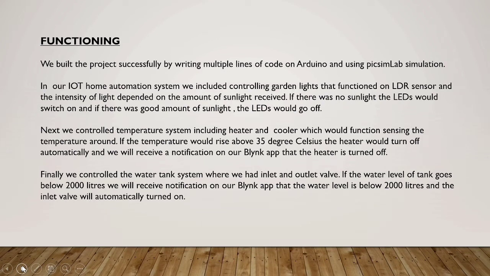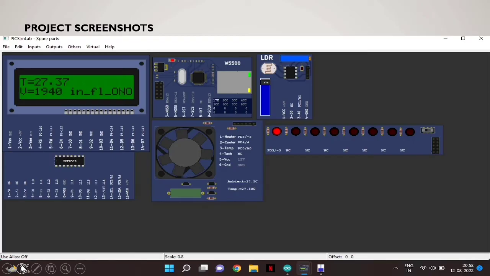The second thing was the temperature system. It included a heater and cooler, which would function by sensing the temperature around. If the temperature would rise above 35 degrees Celsius, we'll receive a notification on our Blynk app that the heater is turned off. Then finally, we controlled the water tank system. We had an inlet and outlet valve. If the water tank goes below 2000 liters, we'll again receive a notification on our Blynk app that the water level is below 2000 and the inlet valve will automatically get turned on.